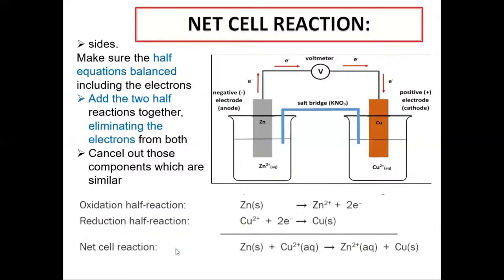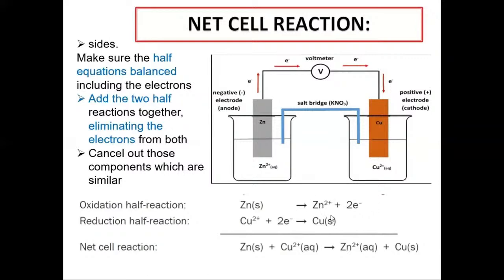Net cell reaction. So now how do we form it? You have the reaction which is taking place here, and the reaction which is taking place here. Arrange them like this and then start cancelling. I check what is before the arrow compared to what is after the arrow. Zinc solid, this side before the arrow. Do I have it on the other side? I don't have zinc solid, so I leave it. I go to copper ions on this side. Do I have copper ions on the other side? No, I don't have it. I have 2 electrons here. Do I have 2 electrons on the other side? Yes, I cancel them out, so those ones go.